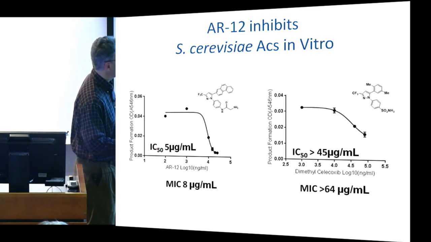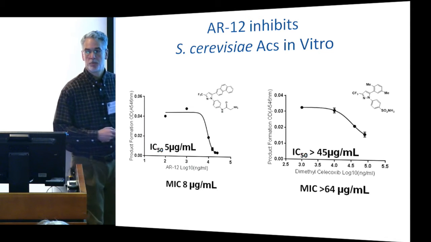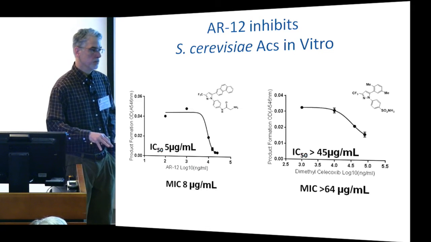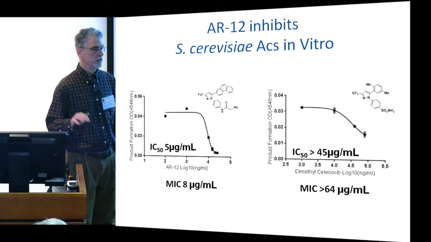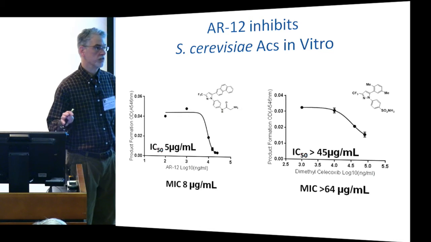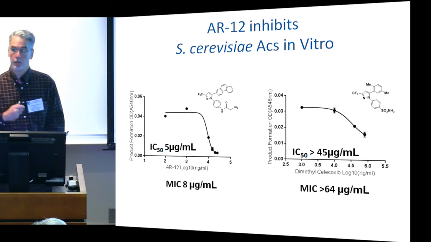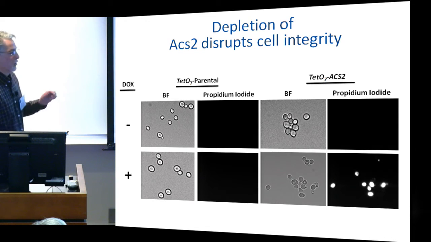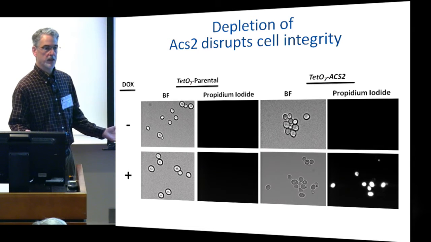Importantly, we made an analog, dimethyl celecoxib, very similar, which has lousy antifungal activity. It still inhibits the enzyme, but only partially, and it has a much poorer IC50. We've gone on to make a number of other analogs, and for the most part, the ones that are good antifungals are good inhibitors of the enzyme, and the ones that are poor antifungals don't inhibit acetyl-CoA synthetase. So we're pretty certain this is at least an important part of the mechanism of action of this set of molecules. We went on to look at a few more cellular phenotypes, to do the phenotype and chemotype matching.